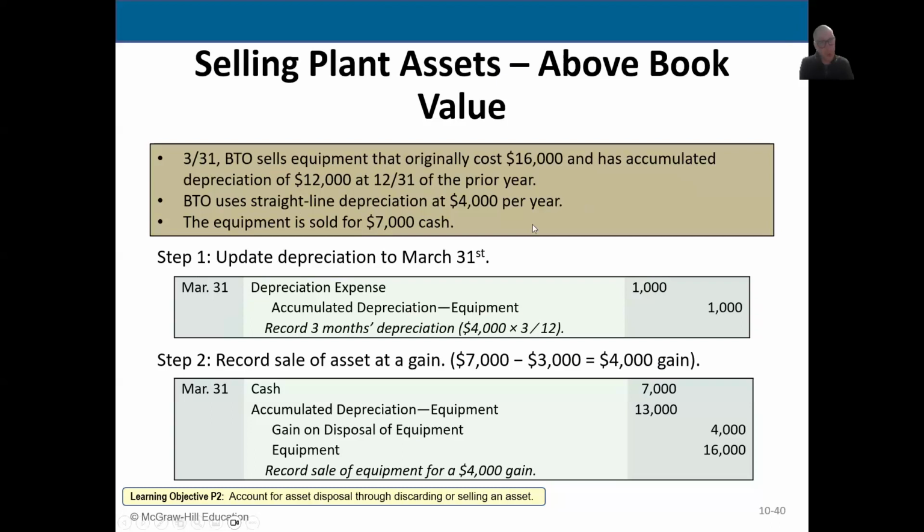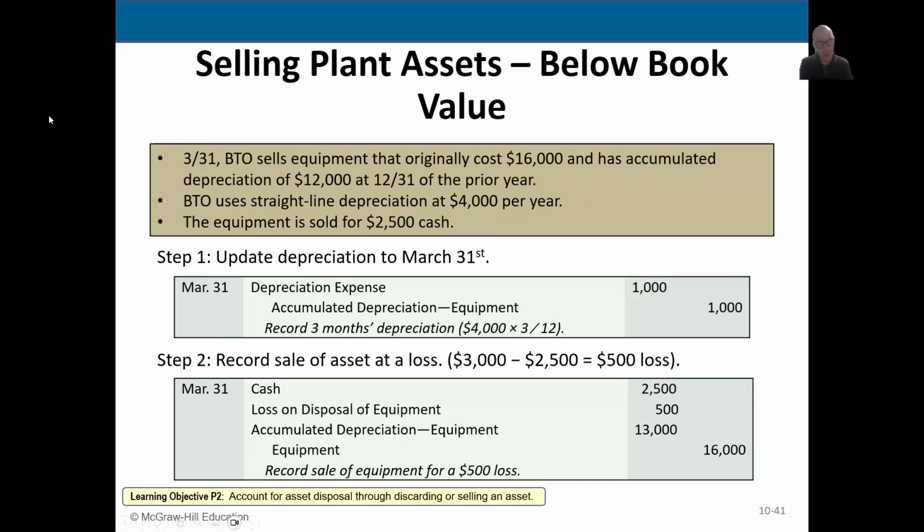But what happens if we sell it for less than what it's worth? Sometimes you just got to get rid of it, you know what I mean? So we sell it for less than what it's worth. Here's how that works.